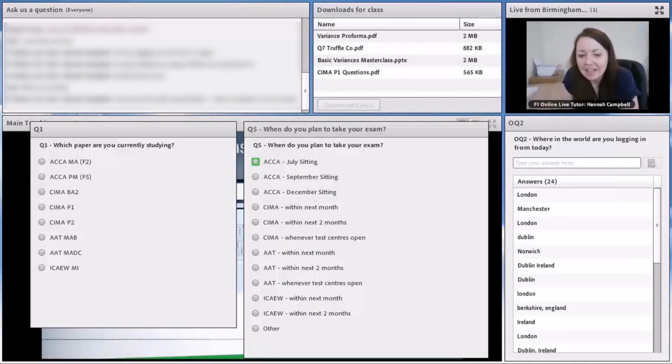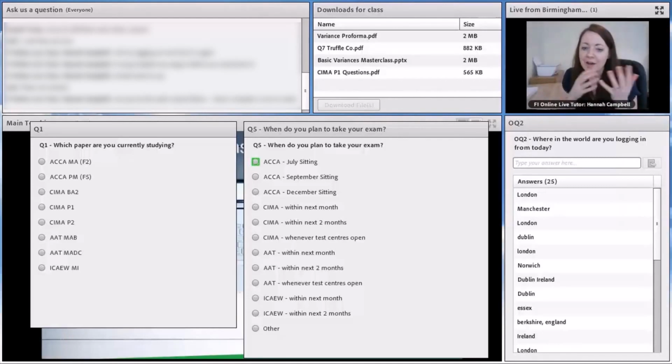Fantastic. So I guess we are going to definitely have a look at ACCA PM. I've got a specific question that I'd like to look at, but in terms of the session, we will be looking at basic variances. Okay, so all the variances that are first introduced to you at something like F2 or CIMA BA2 or AAT. Both of those management accounting papers at level 4, that's when variances are first introduced to you.